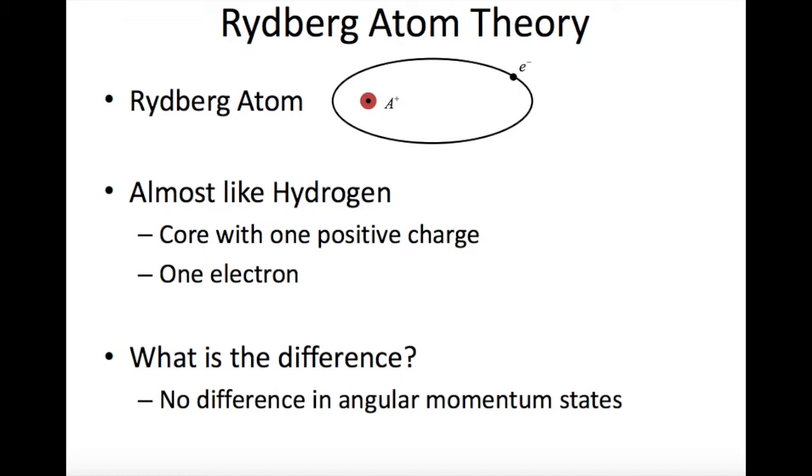The difference between a Rydberg atom and a hydrogen atom is that the Rydberg atom has this one lone electron that will orbit the positive core at a very large distance. This means that it could be 700 nanometers wide, which is 1,000 times the radius of a hydrogen atom. Also, a major difference is that there's no difference in angular momentum states.